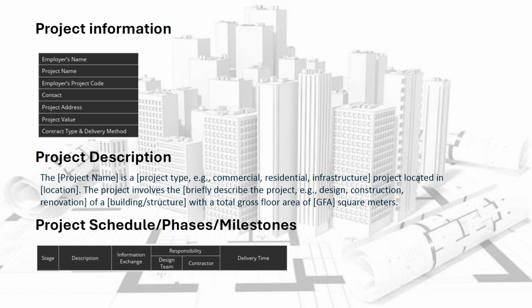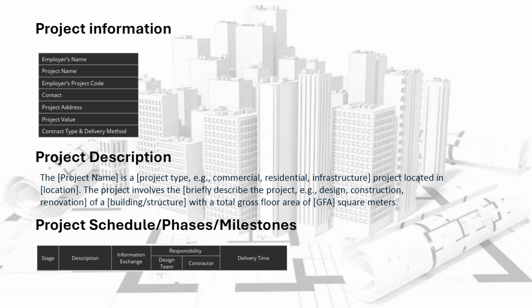Contract type and delivery method. Contract type. The arrangement used between the employer and contractor, e.g., lump sum, cost plus, design build, or target cost. Delivery method. The approach taken to execute the project, e.g., integrated project delivery, IPD, fast track, traditional design bid build. The delivery method defines how the project's workflow and contracts are structured.